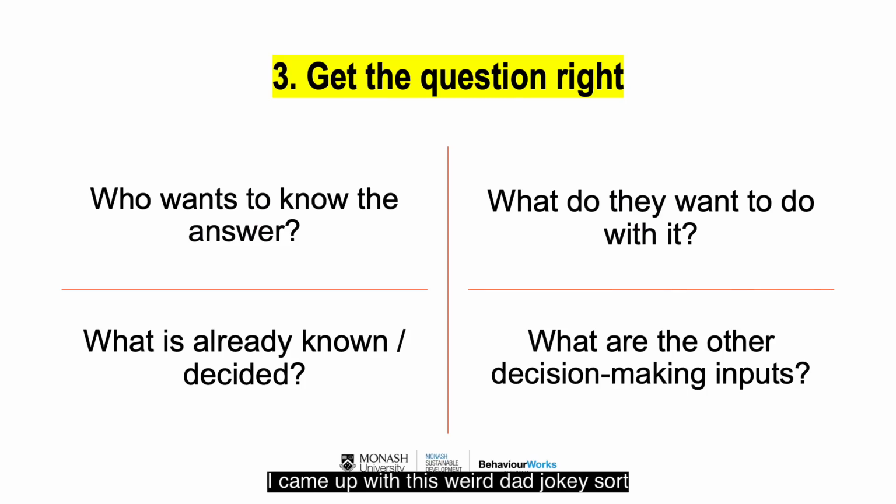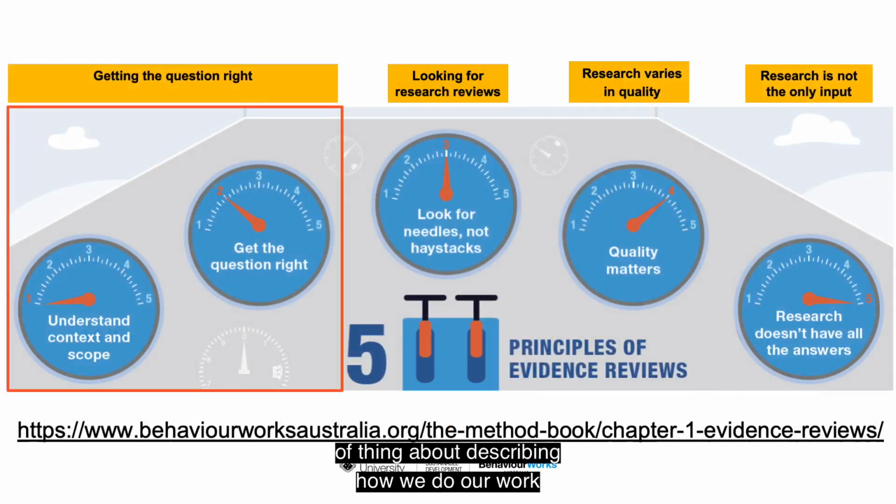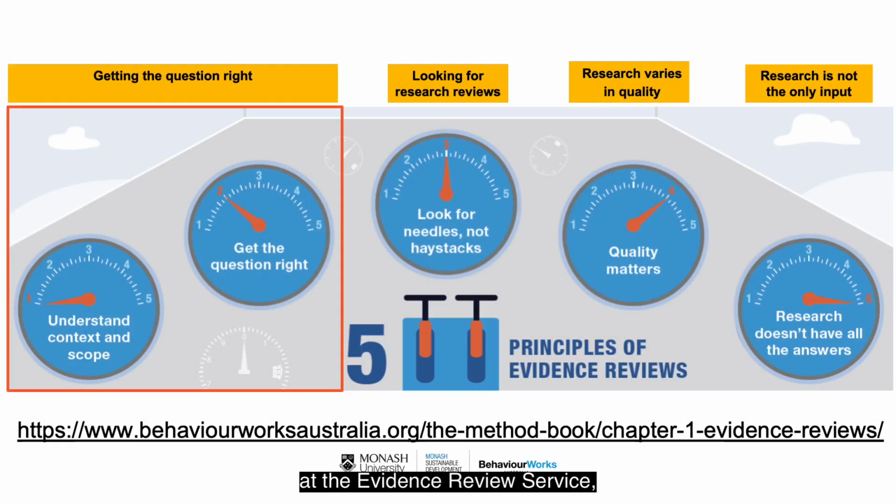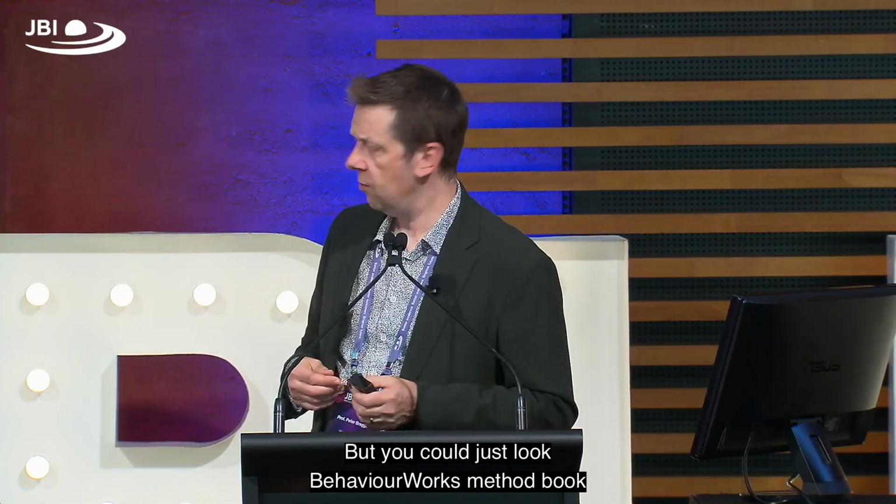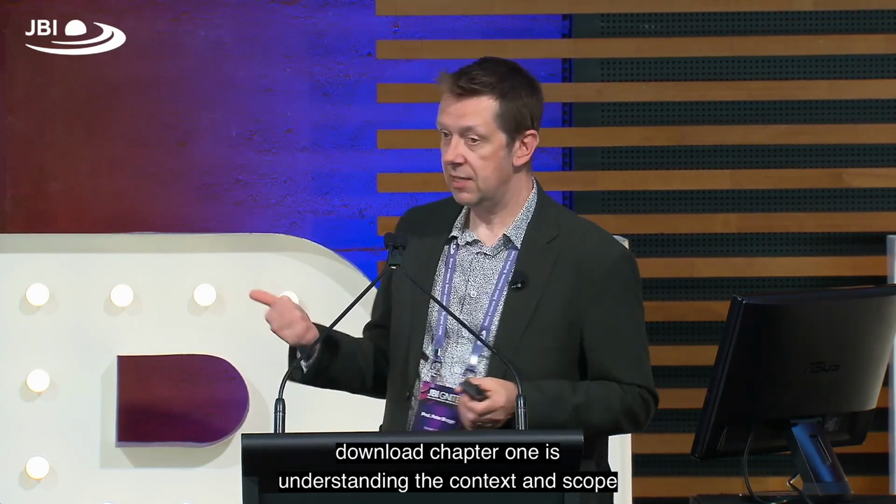I came up with this weird dad jokey sort of thing about describing how we do our work at the Evidence Review Service, which is about takeoffs and landings, which is why we have the aeroplane, right? So I think that the takeoff is very, very neglected. And like 2 out of the 5 things in our model of how we work, which is freely available via that very long link, but you could just look BehaviourWorks method book or go to the BehaviourWorks website and download chapter 1, is understanding the context and scope and getting the question right.